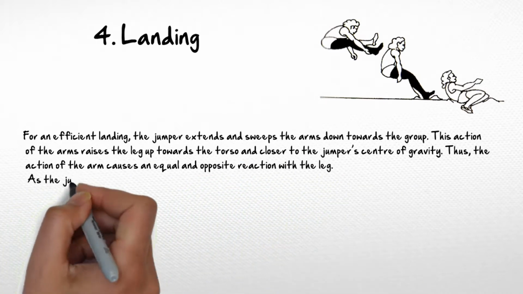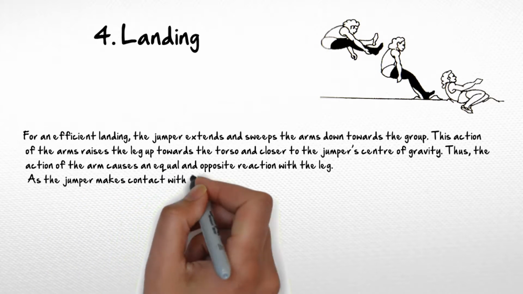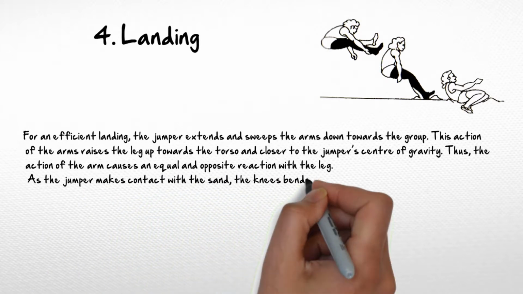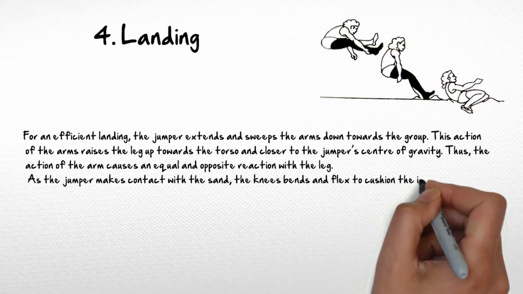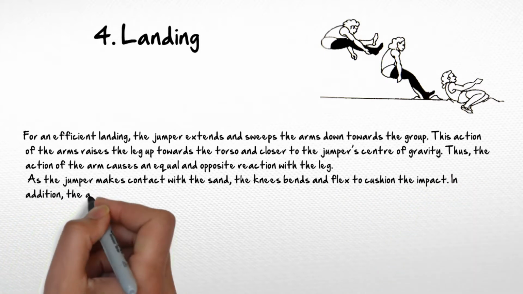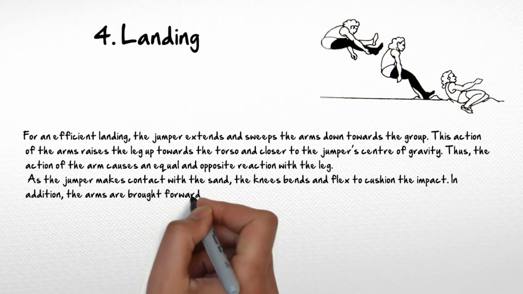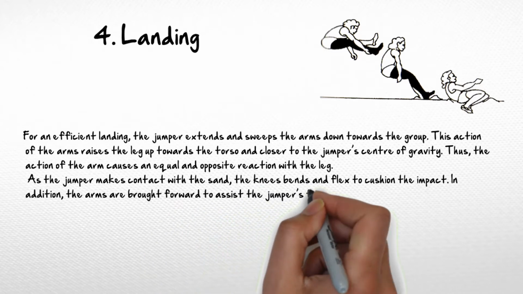As the jumper makes contact with the sand, the knees bend and flex to cushion the impact. In addition, the arms are brought forward to assist the jumper's forward momentum and avoid falling backward.